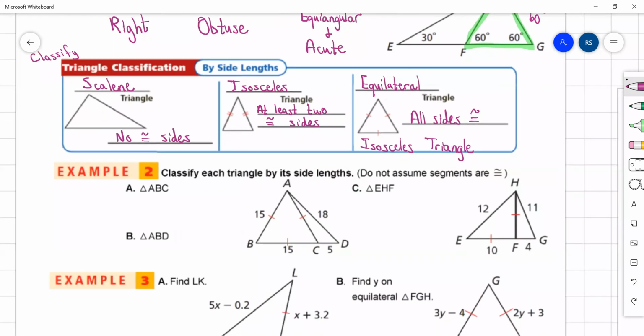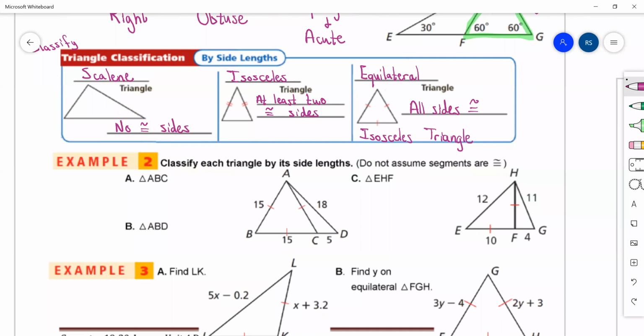Okay, so let's classify these next ones based on their side lengths. Unless they tell us, do not assume angles or do not assume segments are congruent. They may look like it, but unless they tell us they're congruent, do not assume.